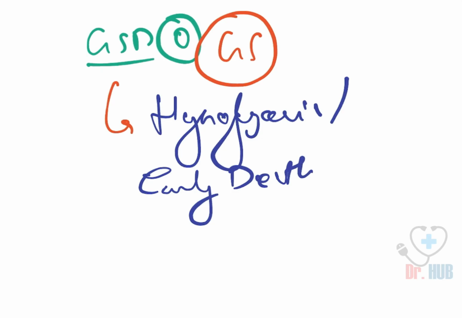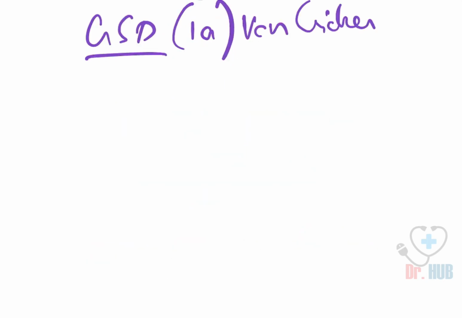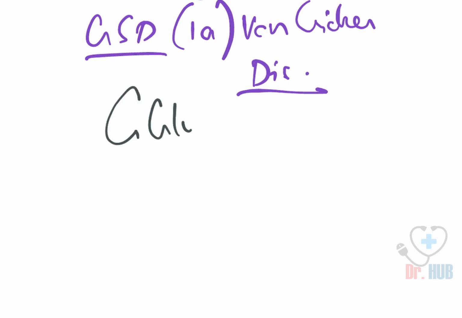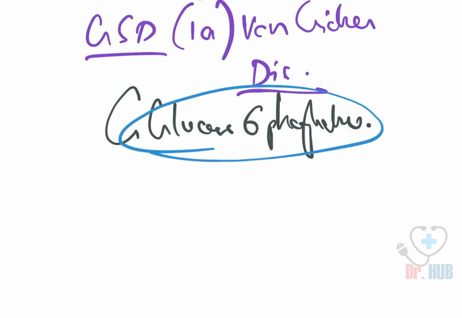Next is GSD, the glycogen storage disorder 1A. This is nothing but von Gierke's disease. What is the enzyme defect here? The enzyme defect here is nothing but glucose 6 phosphatase. So in von Gierke's disease, what are the symptoms?